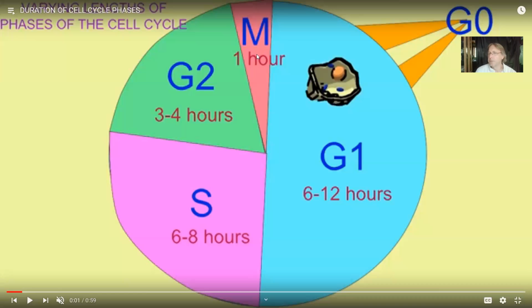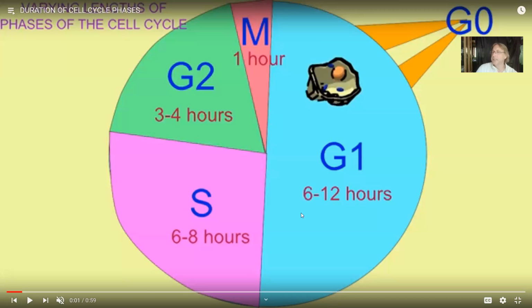If you've studied mitosis in high school, you might have looked at a fish embryo dividing or an onion root tip dividing. The mitosis, where you actually see the chromosomes, doesn't take long. Most of the cell cycle is here. That's why you want to get actively dividing cells.